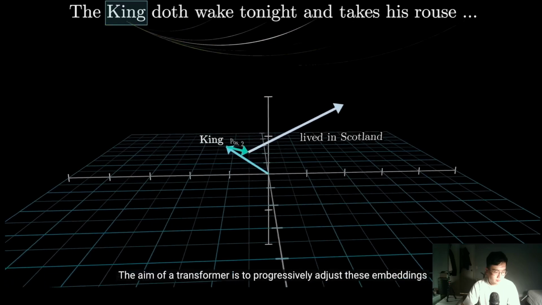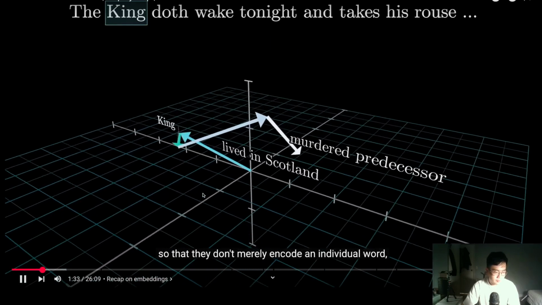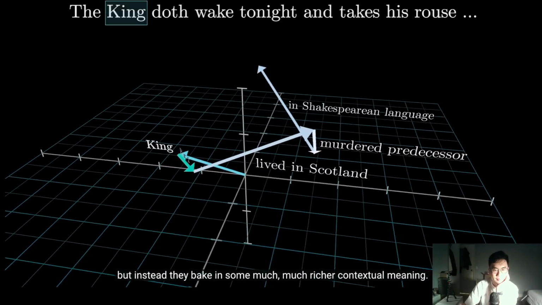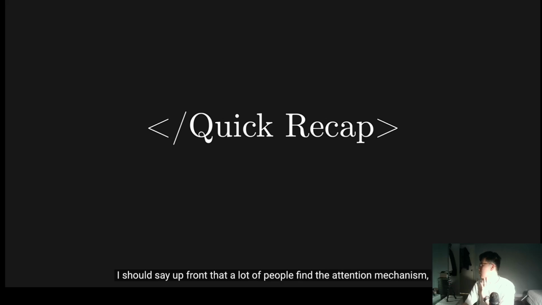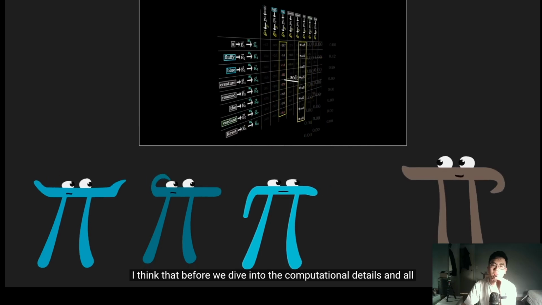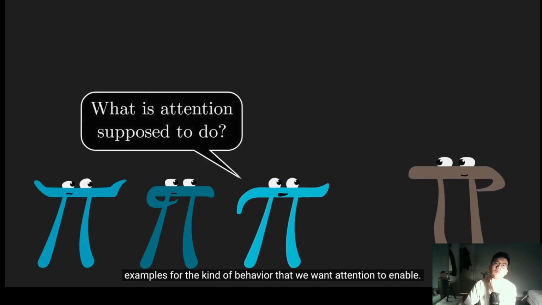The aim of a transformer is to progressively adjust these embeddings so that they don't merely encode an individual word, but instead they bake in some much richer contextual meaning. I should say up front that a lot of people find the attention mechanism, this key piece in a transformer, very confusing, so don't worry if it takes some time for things to sink in. I think that before we dive into the computational details and all the matrix multiplications, it's worth thinking about a couple examples for the kind of behavior that we want attention to enable.